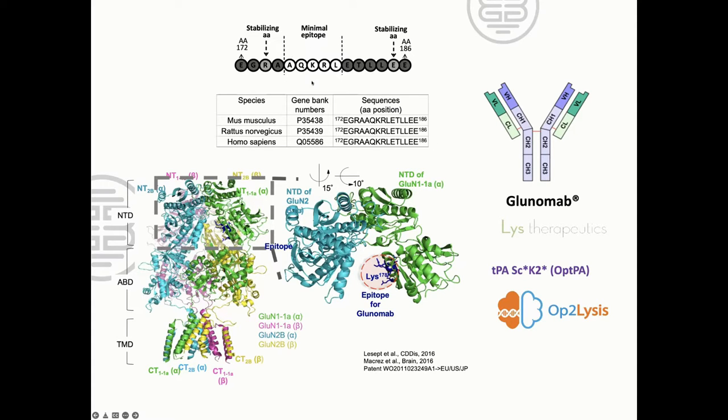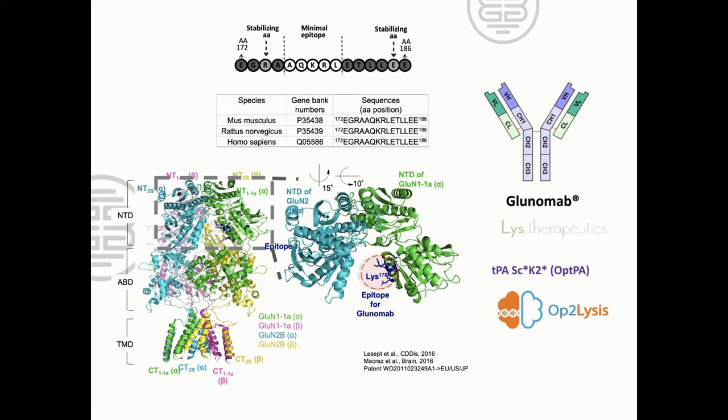And we demonstrated that this lysine in position 178 in the GluN1 subunit of an NMDA receptor is critical to mediate this function of TPA and NMDA receptor. And glunomab can bind this domain and prevent interaction of TPA with an NMDA receptor. We also generated a mutant of TPA, which is named OpTPA. And this mutant of TPA contains some kind of point mutation, also preventing its interaction with NMDA receptor.